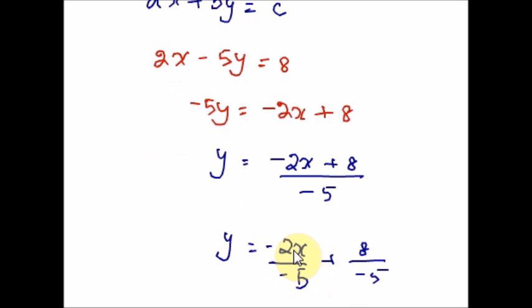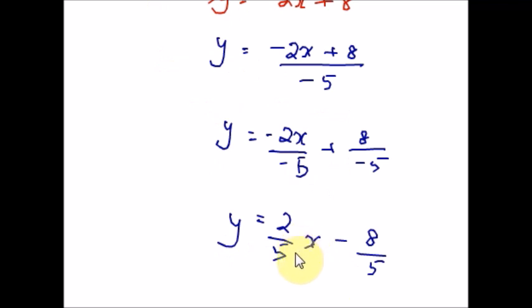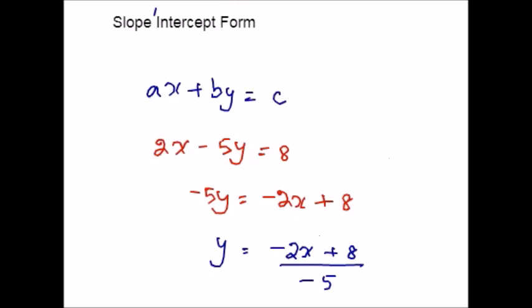Please be a bit more careful with these signs. You have to apply the rules of signs here. -2x over -5: negative over negative will give you a positive. 8 over -5: positive over negative will give you a negative. So 2 over 5 x minus 8 over 5. So the slope here is 2 over 5, a positive slope, and the y-intercept is -8 over 5. In case you are going to graph this, you can also convert the fraction into decimals. So that would be easy for you to graph. Hope you are clear with this example.